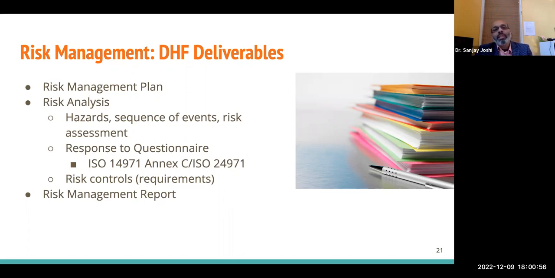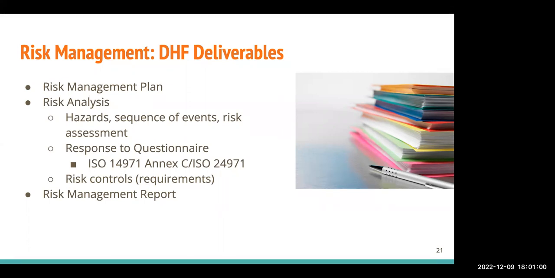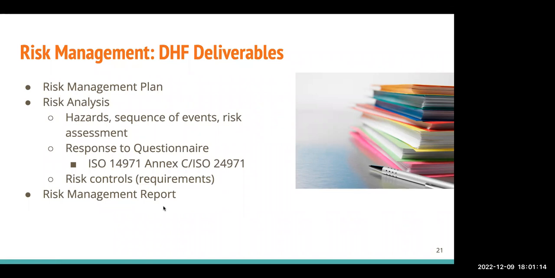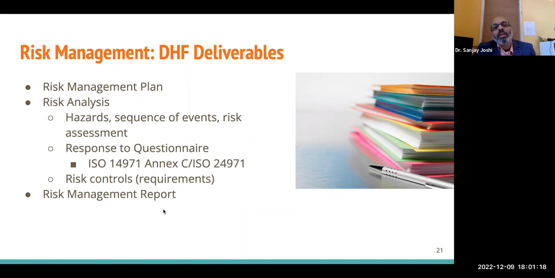Or you might say that out of all the hazards, we had 40, 50 rows, and 2 of them where the risk was still high, even after the risk controls. And here is why that is still okay. And all that paperwork needs to be in the risk management report. So it's usually one document, typically towards the end of your design and development phase, where you have to make that judgment.